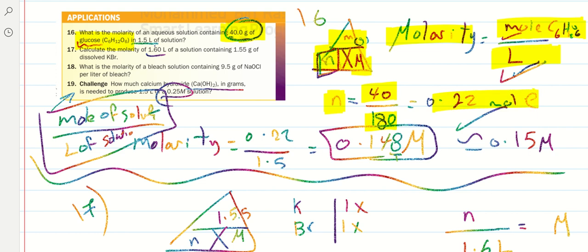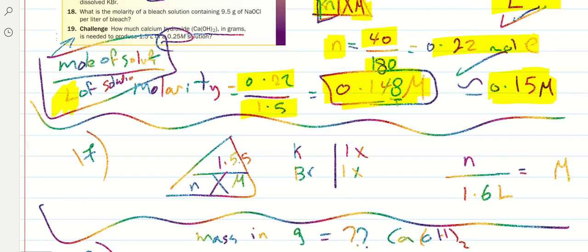Done, you have the number of mole, you have 1.5 liter. Don't convert, use liter as it is because in the formula there is liter. And it will be done, and it is the 0.15 molar concentration. Okay, this is number 16. Let's go to number 17.